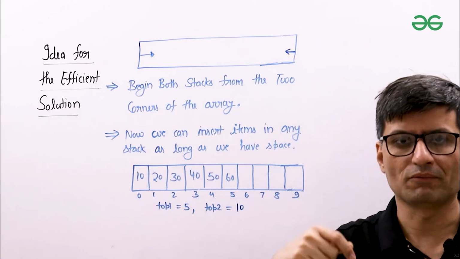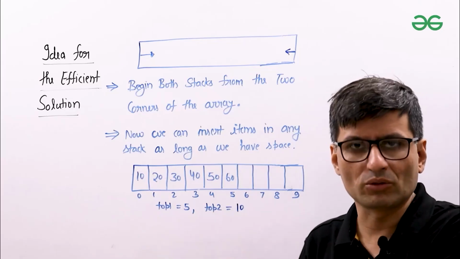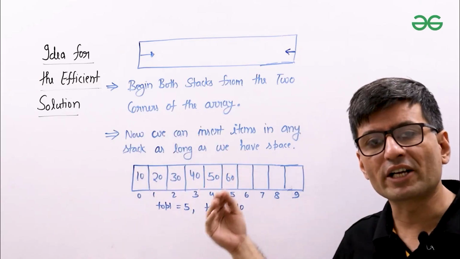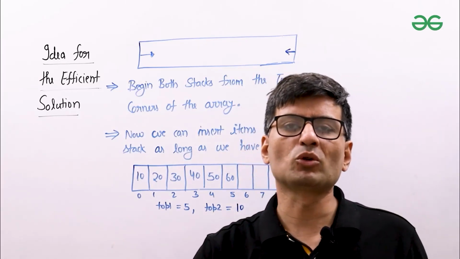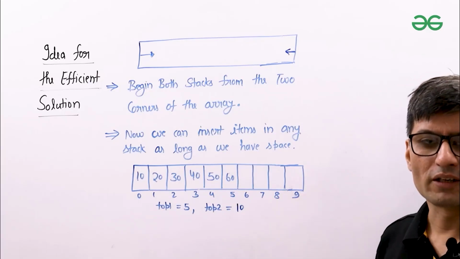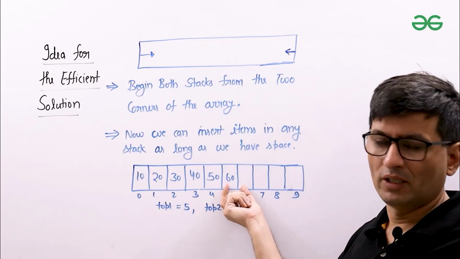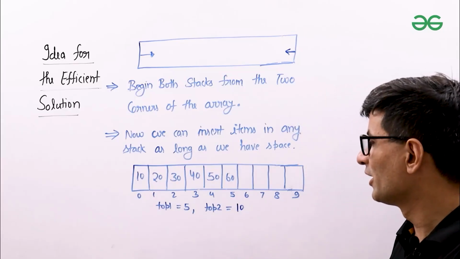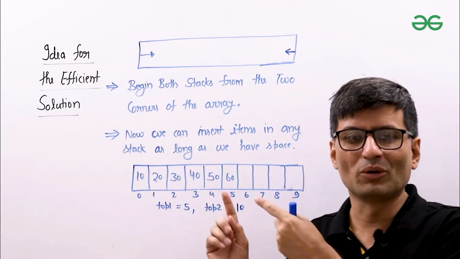Whenever we add an item to stack 1, we first do top 1 plus plus, we add 1 to top 1, and then we add the item at the top 1 index. And if we are adding an item to stack 2, then we'll do top 2 equal to top 2 minus 1, or top 2 minus minus, and then we'll add the item at the index top 2. Similarly, when you are removing an item, you will do top 1 minus 1 and top 2 plus 1, right? And obviously, you need to ensure that these two, top 1 and top 2, don't cross each other, right? They don't go beyond each other.